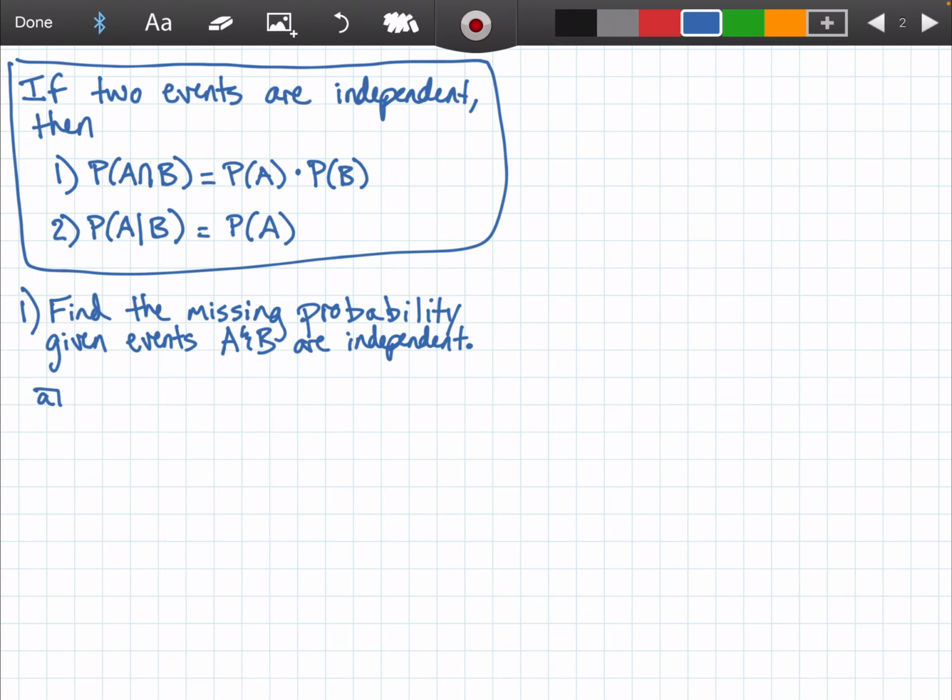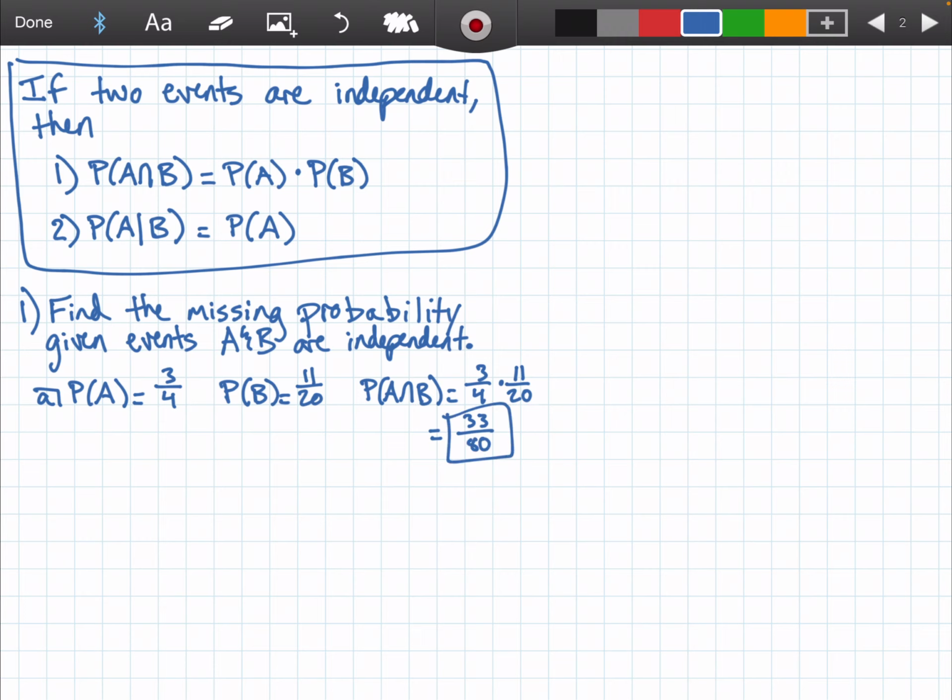Let's look at our first example. Let's say the probability of event A is 3/4 and the probability of event B is 11/20, and we need to find the probability of A and B. Because I know they're independent, the probability of both of them happening is their individual probabilities multiplied together. So that's 3 out of 4 times 11/20, which gets us 33 out of 80, and that does not reduce.